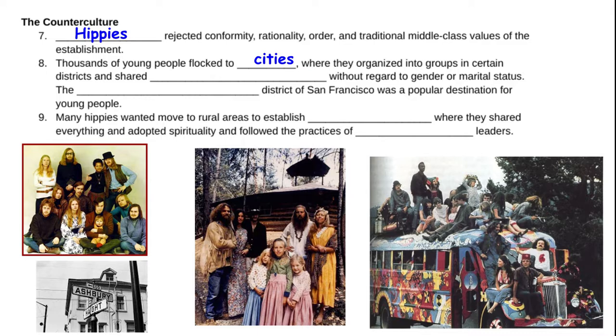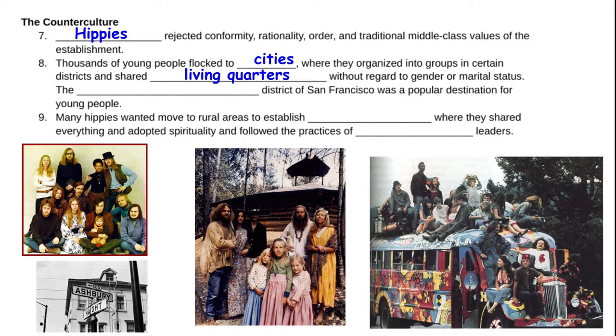And starting in the mid 1960s, you had a lot of young people that had flocked to cities. Many of them had formed organizations or joined organizations that might have had people sharing living quarters without regard to people being married or even gender and such.